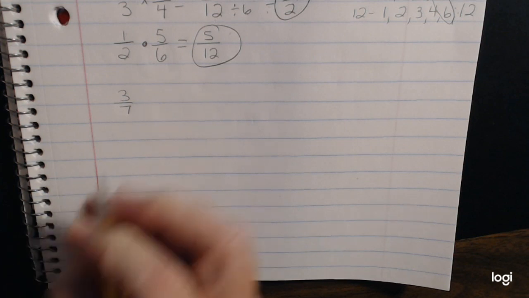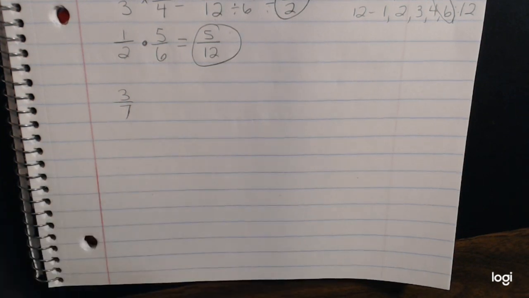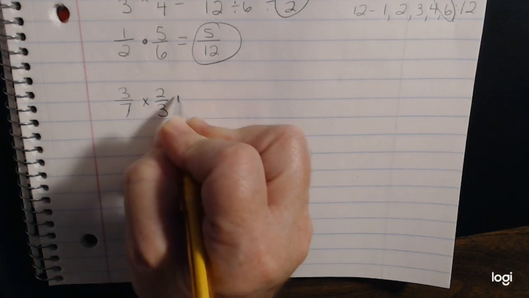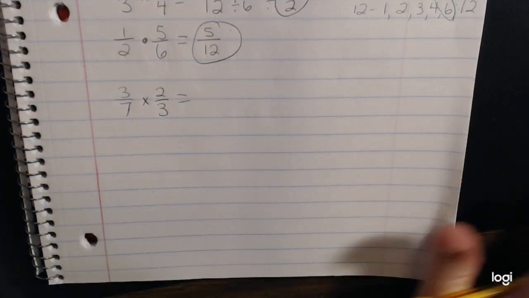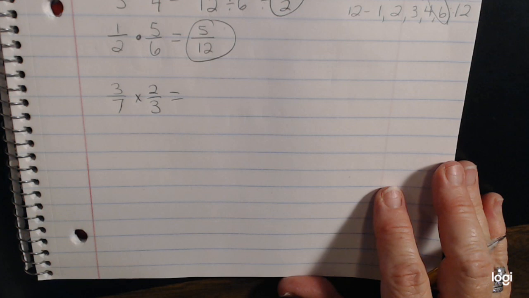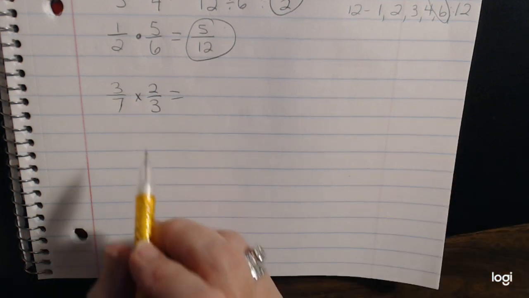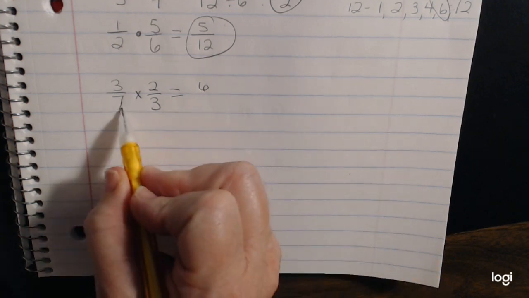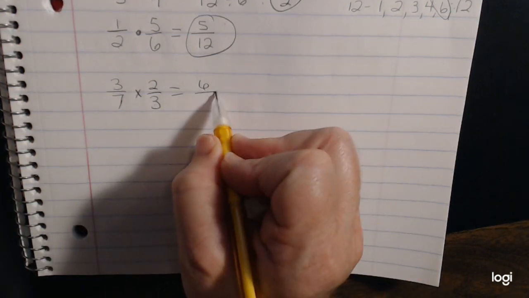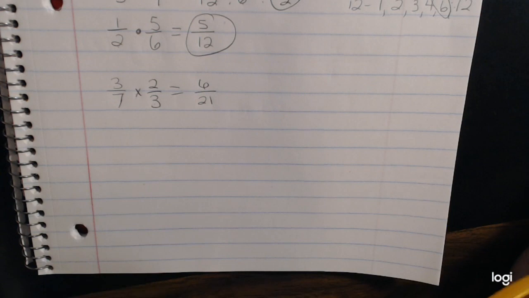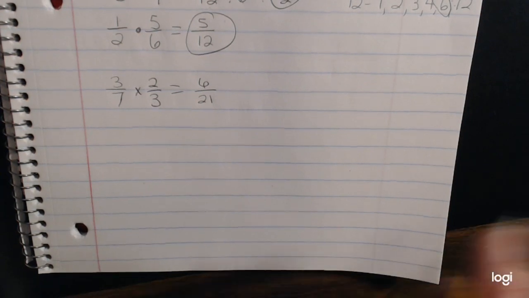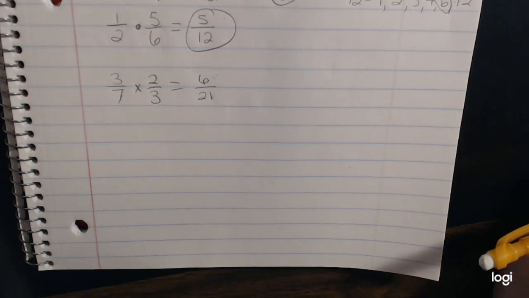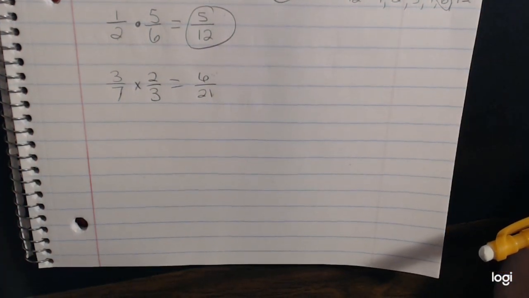Find your answer. 3 times 2 is 6. 7 times 3 is 21. Pull out your factor sheet for me. Look at the 6 and the 21 for me and find the greatest common factor.